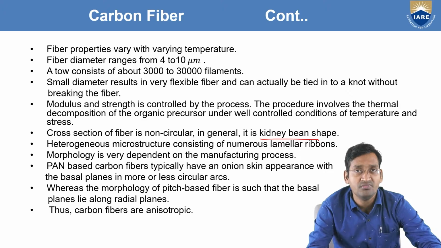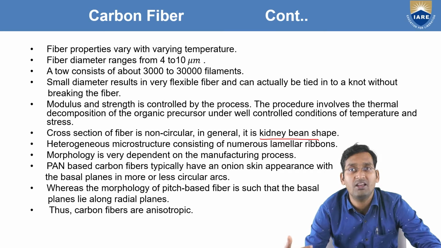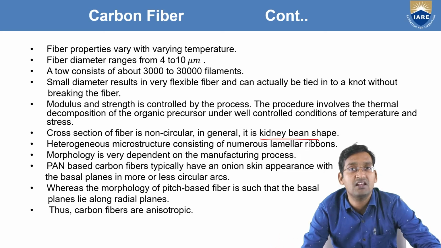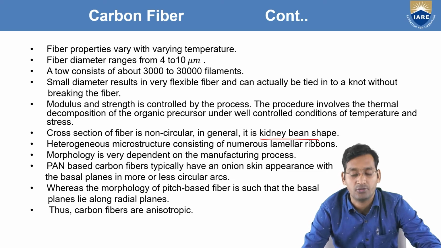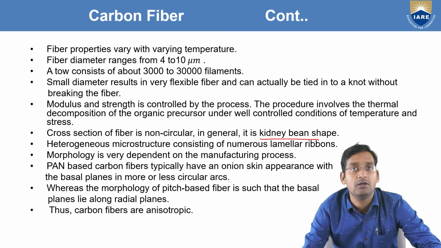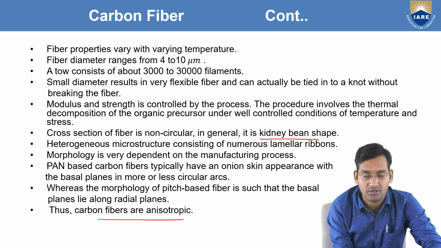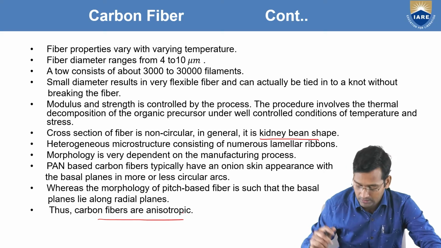PAN-based carbon fiber typically has an onion skin appearance, meaning layer by layer, one over the other, with the basal planes in more or less circular arcs. They look just like an onion, one layer over the other, almost a circular arc. Whereas the morphology of pitch-based fiber is such that the basal planes lie along radial planes. Thus, carbon fibers are anisotropic. So this one is important: carbon fibers are anisotropic in nature.